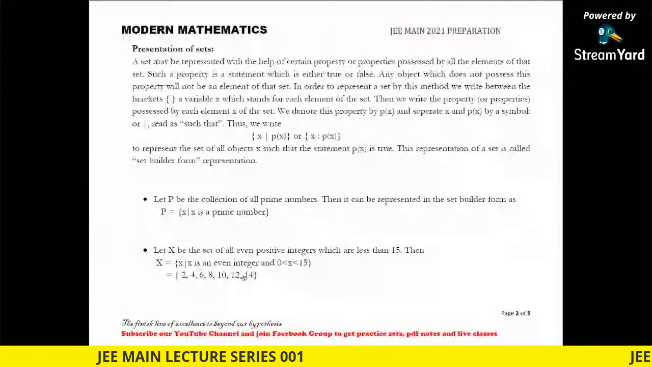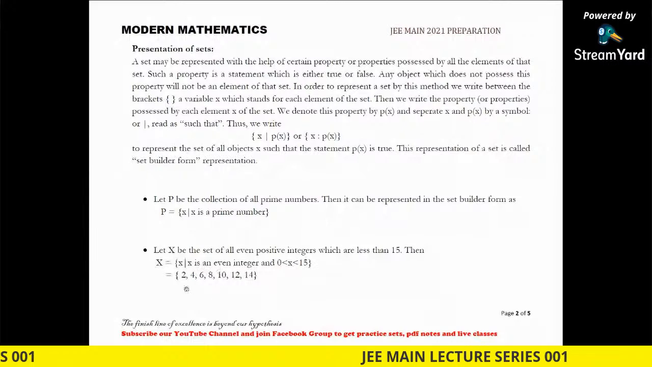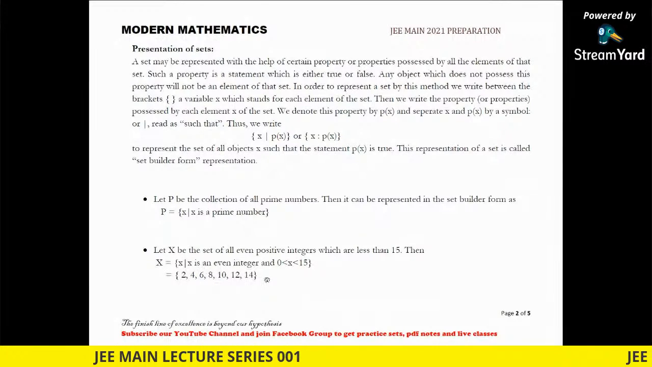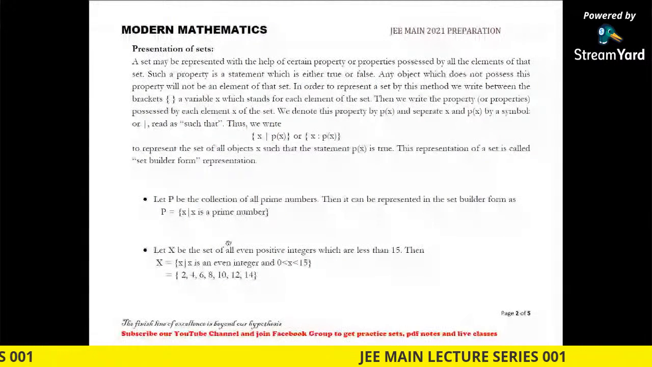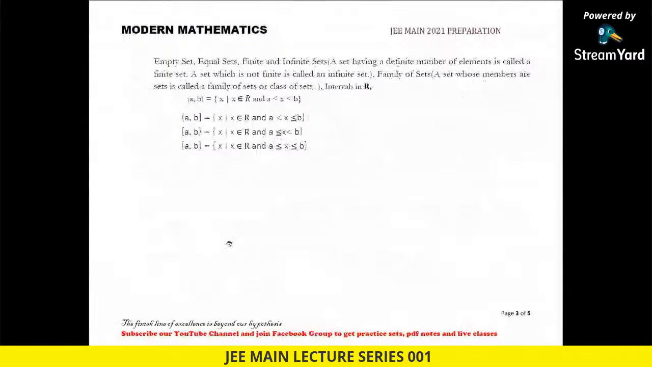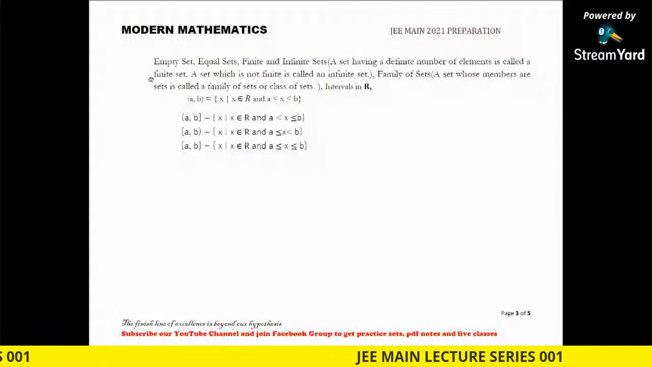These are the values satisfying the conditions, the properties of this set: 2, 4, 6, 8, 10, 12, 14. So these are the members of this set. So this is a set. Okay, so there are many types of examples, and so many types of sets.